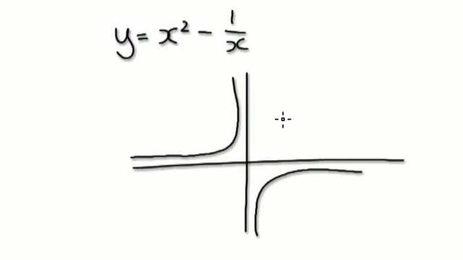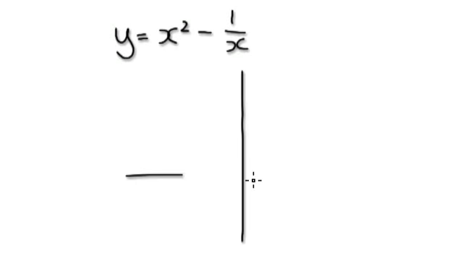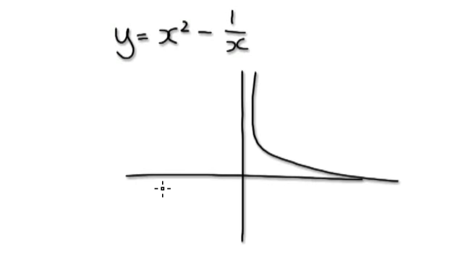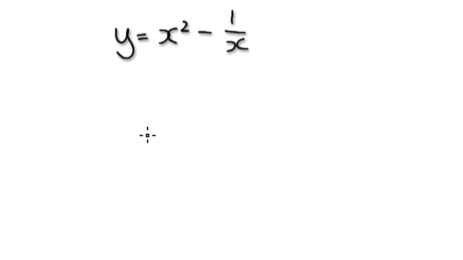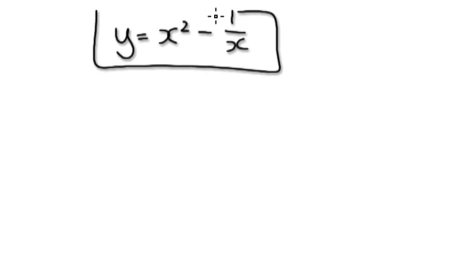Okay, so just bear that in mind. So let me just reiterate that. 1 over x looks like this. Minus 1 over x looks like this. Okay, so now let's try and look at this whole thing here. What would this graph look like?